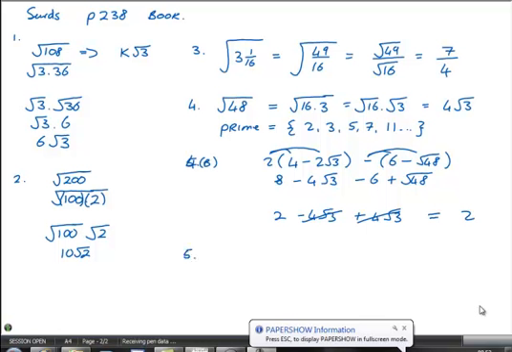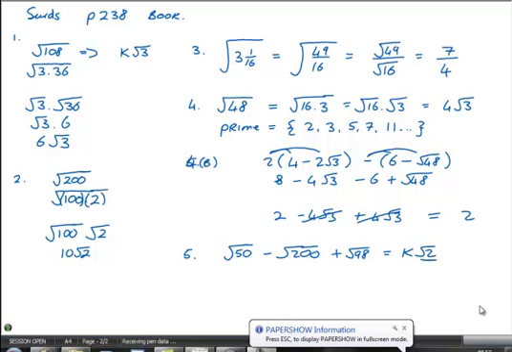Question 5. You've the root of 50 minus the root of 200 plus the root of 98, and you're told that that's equal to k root 2. And you're asked, find the value of k squared. Now, don't worry about the k squared. If you can find k, well then you can just square it. So it's easy to find k squared, so don't panic about it. Get k first of all, and then work for the k squared.